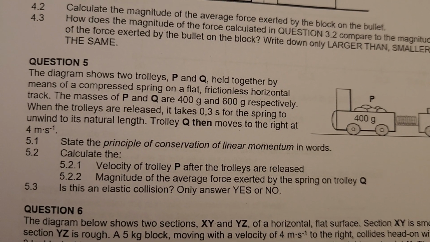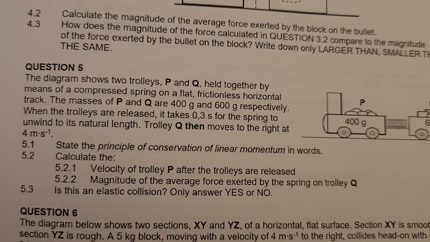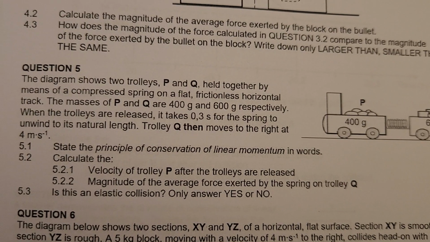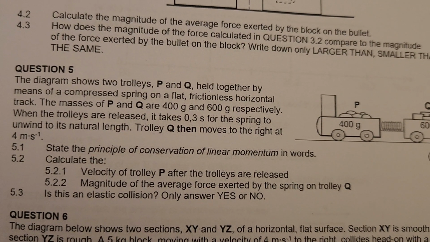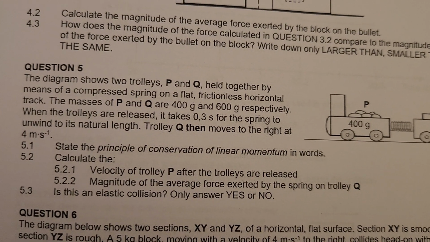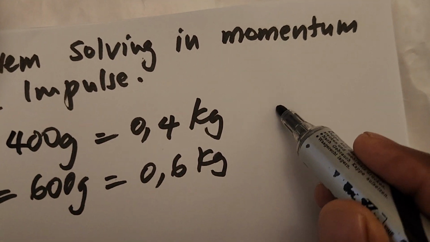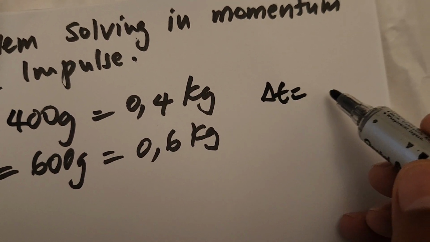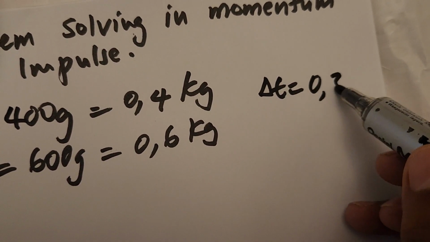Now we interpret that one right away. When the trolleys are released, it takes 0.3 seconds for the spring to unwind to its natural length. That is your delta t, which is your contact time, 0.3 seconds. Very important, we'll use it.